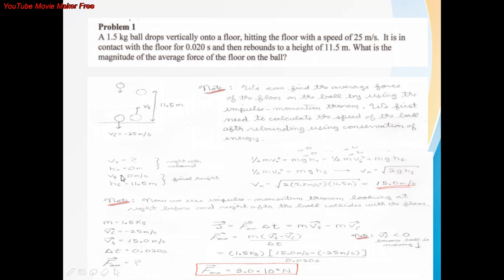And the final velocity when this ball reaches this height is 0 meter per second, and the final height is 11.5 meter, right? So if we equate the initial total energy and the final total energy, then 1/2 m v naught squared plus m g h naught equals 1/2 m vf squared plus m g hf.